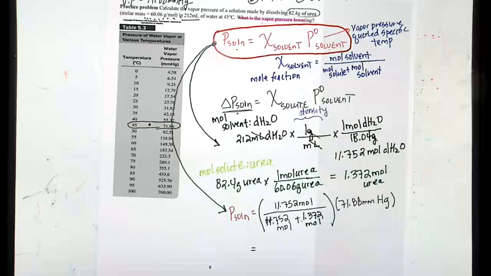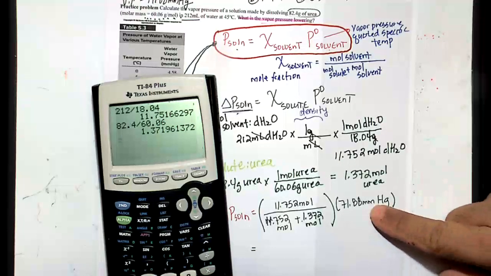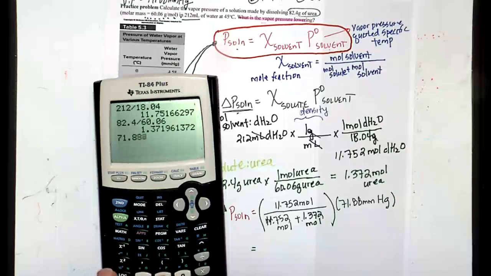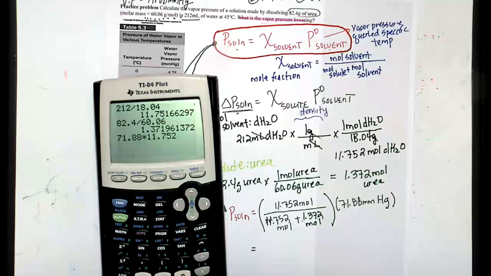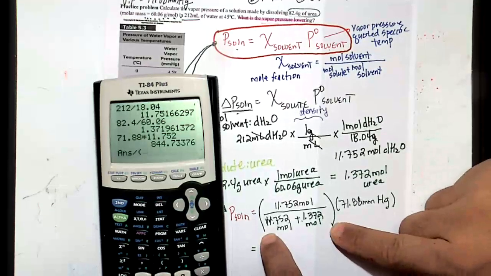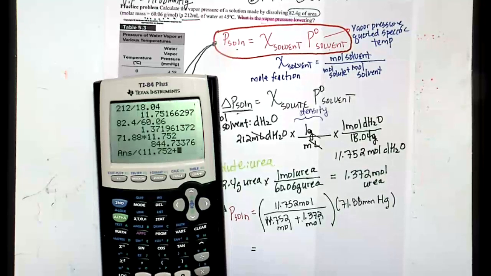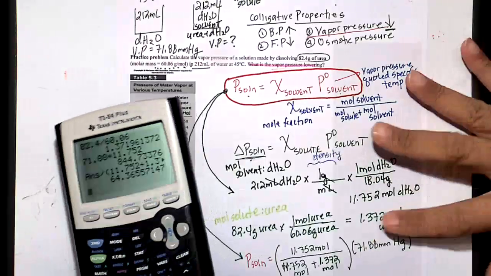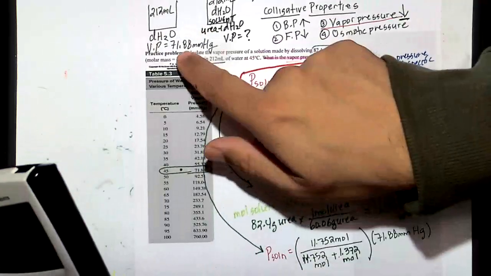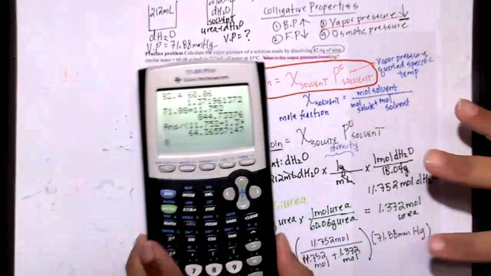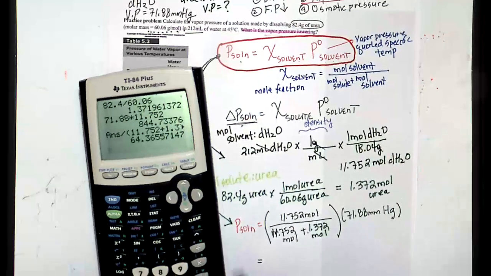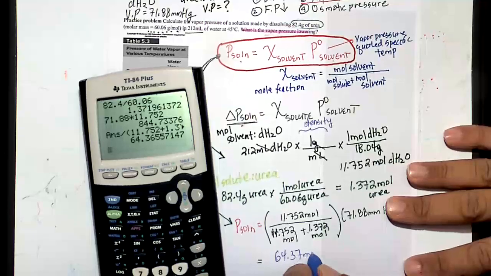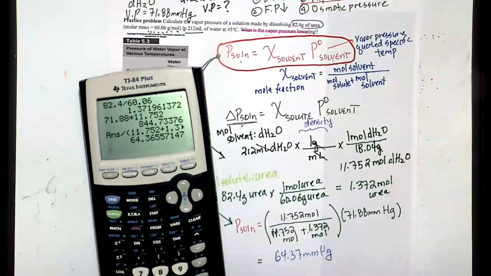All right, so what do we do when we get that? Make sure you do your calculator correctly. So 71.88 times 11.752 divided by, I'm going to add these two up, 11.752 plus 1.372, and we get about 64.37 millimeters of mercury. Okay, so this is our final answer.